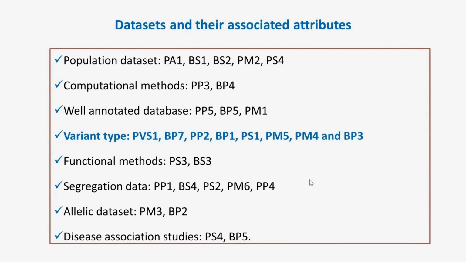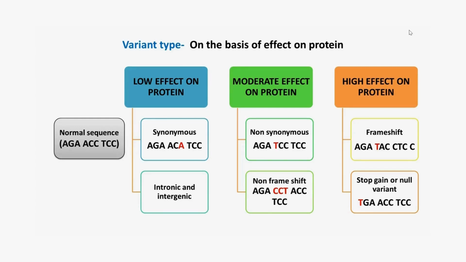So these are the 8 data sets and these are their associated attributes. In this particular video, we will study the variant types and their attributes. Some of the variants affect protein structure or function and some do not have any effect on the protein. So on the basis of effect on protein structure or function, variants are of various types. First is synonymous and intronic or intergenic variants, which have low impact on protein structure and hence its function.